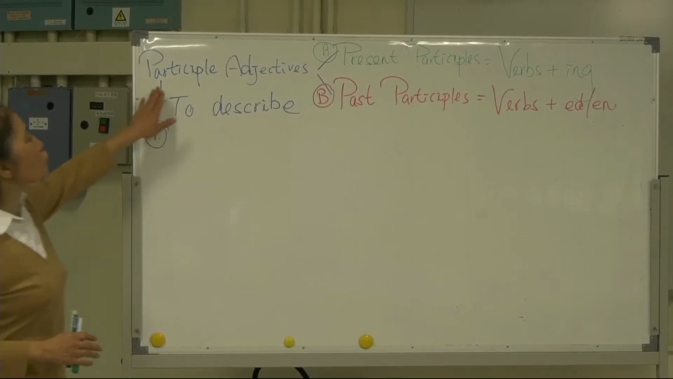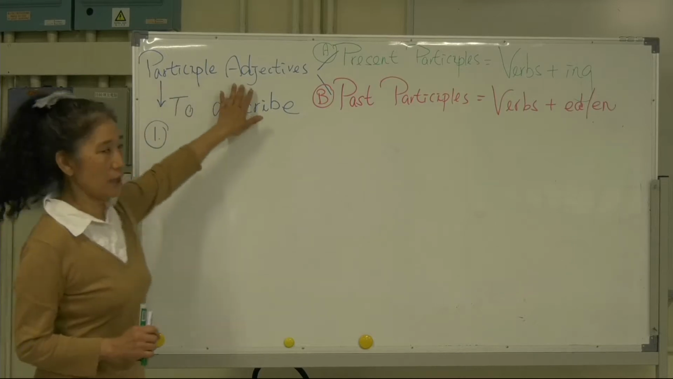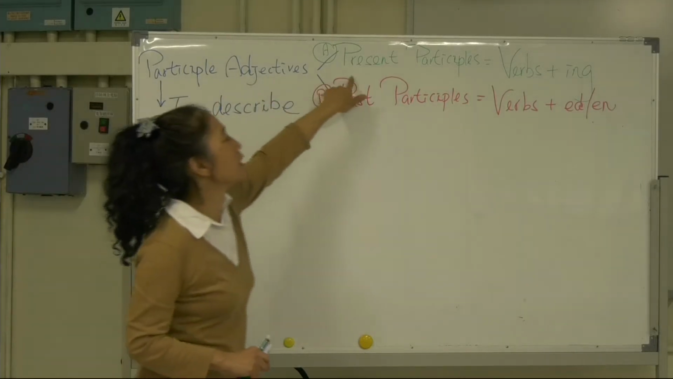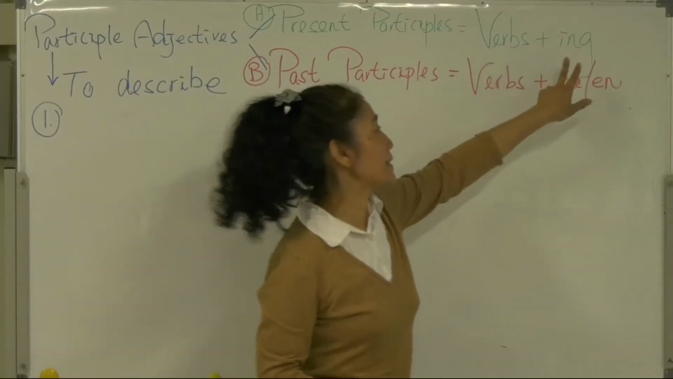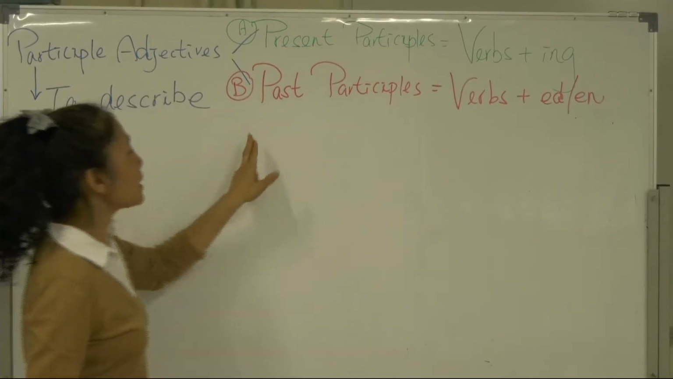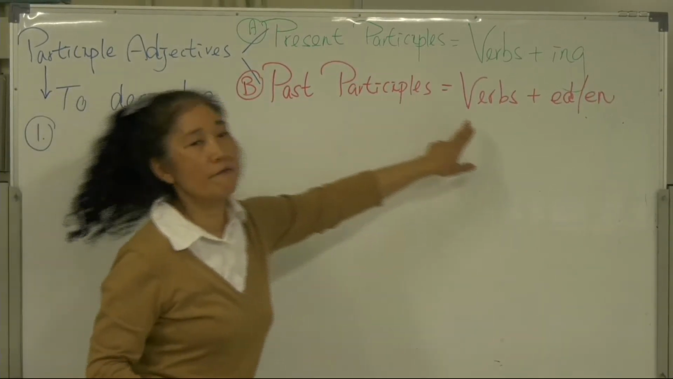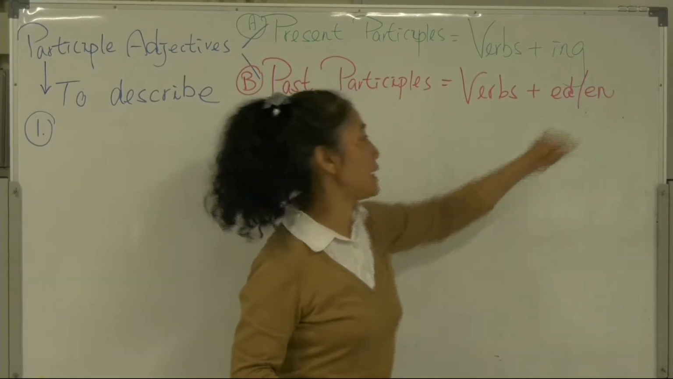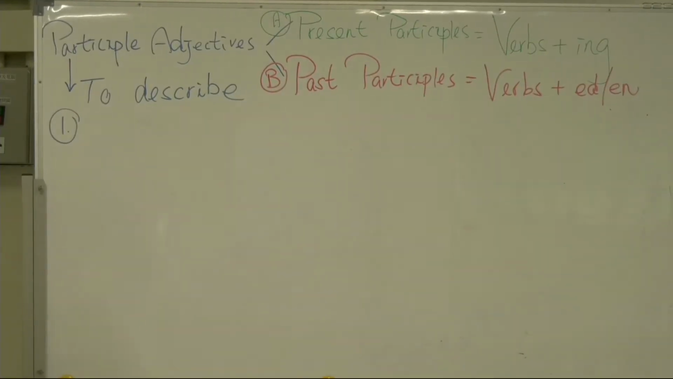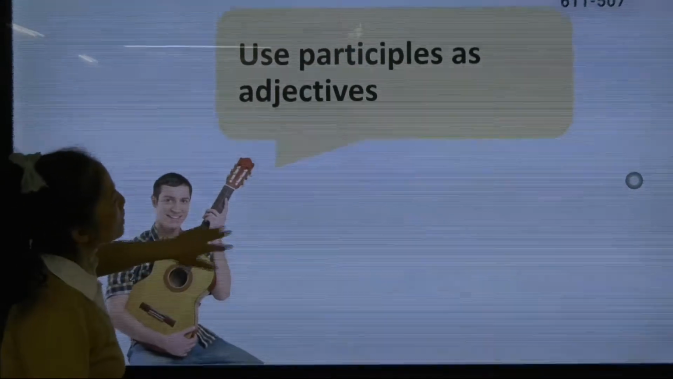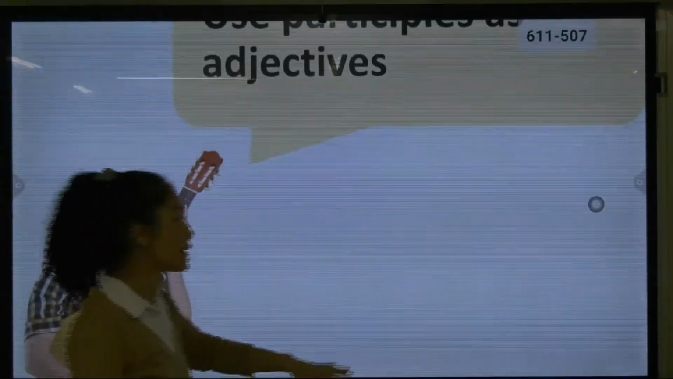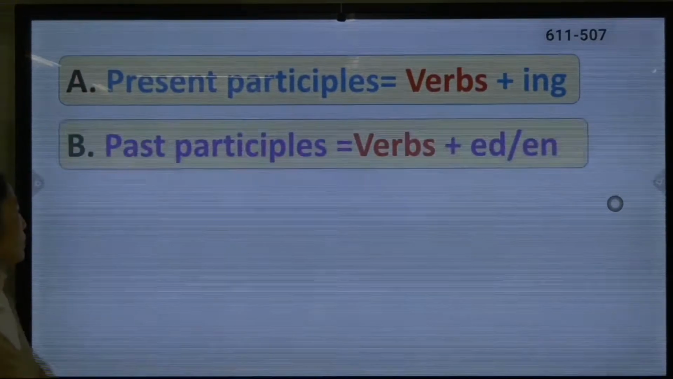So basically there are 2 types of participle adjectives, 2 kinds. The first one, present participle. As I said, simple. You just use the base form verb plus ing, and then the second one is past participle, verbs plus ed or en. All right? Now, then you will ask why we use participle as adjective. Because as I said, we would like to write beautiful things.